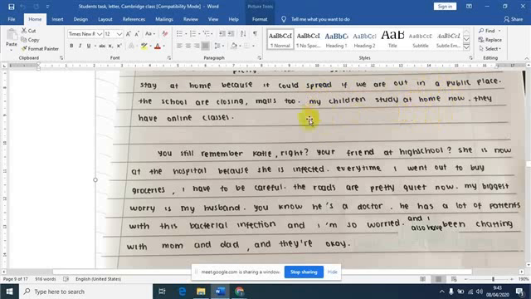Okay, remember, Almira, you have to put a capital letter for the first part and a full stop. My children study at home now. My children is the subject, study is the verb, and this one is a complement, or we call it adverb of place.